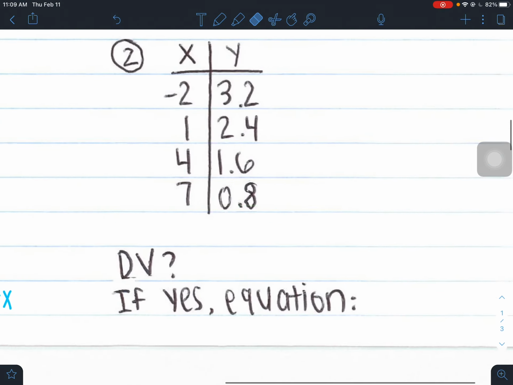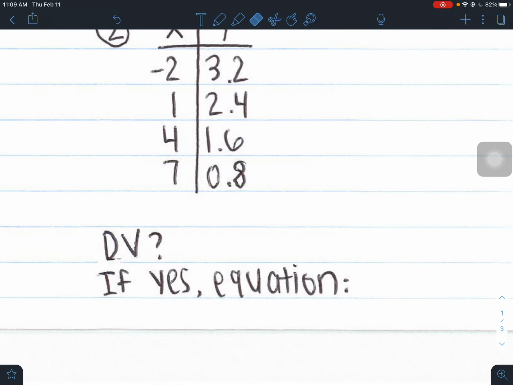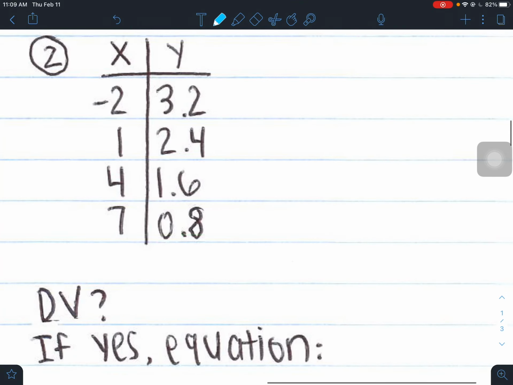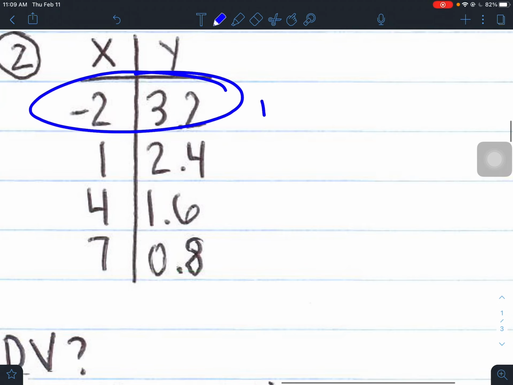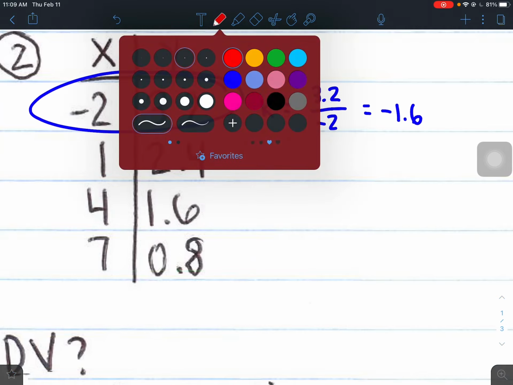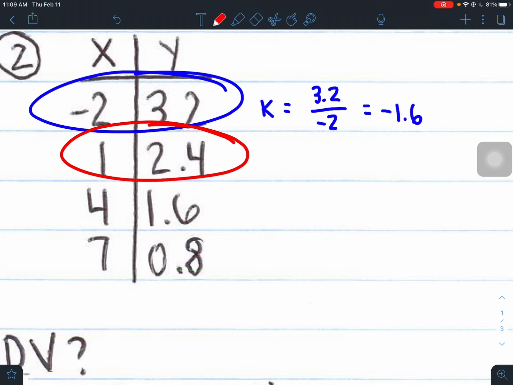into the equation. Number 2, we're going to see if this represents direct variation. So same thing, you're going to calculate for k here. So we're going to do the first ordered pair first. Remember, the formula for finding k is y divided by x. So it's going to be 3.2 divided by -2. Now, because this table did give us decimals, we are safe to keep everything as decimals. So this is going to give us -1.6. And then we move on to the next ordered pair, which is 1, 2.4. We're going to calculate k, that's y divided by x, so 2.4 divided by 1, which just simplifies to 2.4.